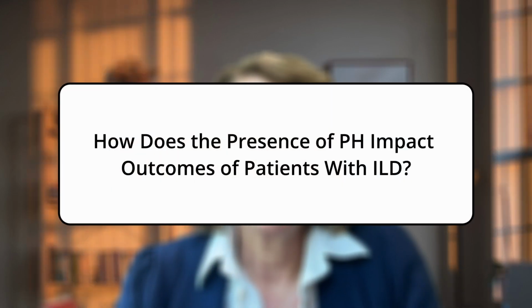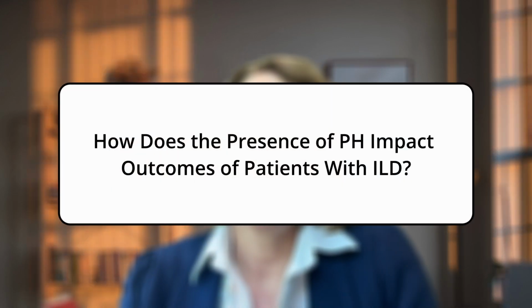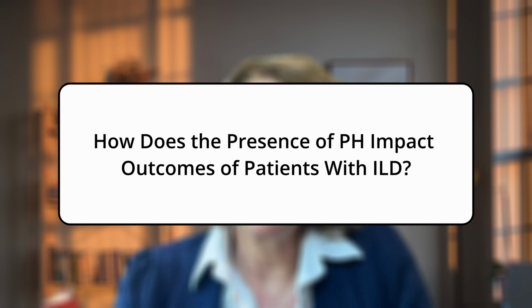I'm being asked to talk about how pulmonary hypertension impacts the outcome of patients with interstitial lung disease. Pulmonary hypertension is a frequent complication of interstitial lung disease, and it can be present at the time of diagnosis or develop over time. This is a form of what we call Group 3 pulmonary hypertension, and you may also hear me say PH-ILD for short, pulmonary hypertension associated with interstitial lung disease.